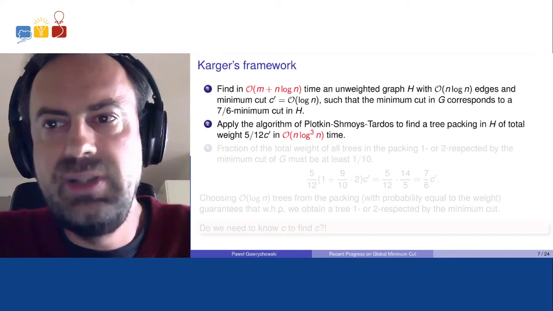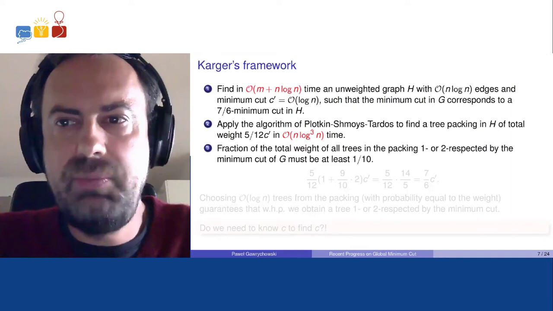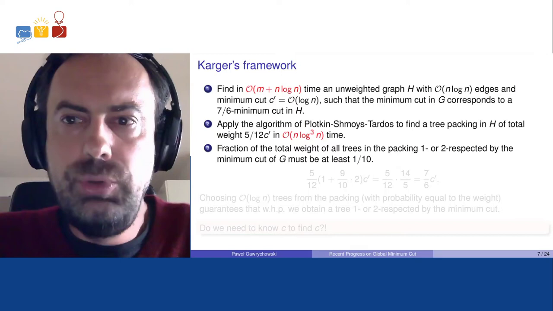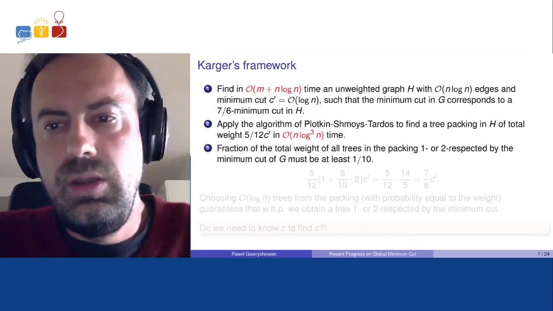So it's n log cubed n. And then the final and very nice observation is that when you think about this tree packing, it's a weighted tree packing, and you think about the minimum cut in G. So again, this is a packing in H, but H has some connection to G. And now if you do some simple manipulation with numbers, it turns out that out of all trees in this packing, a large fraction, 1/10 of them, is one or two respected by the minimum cut.